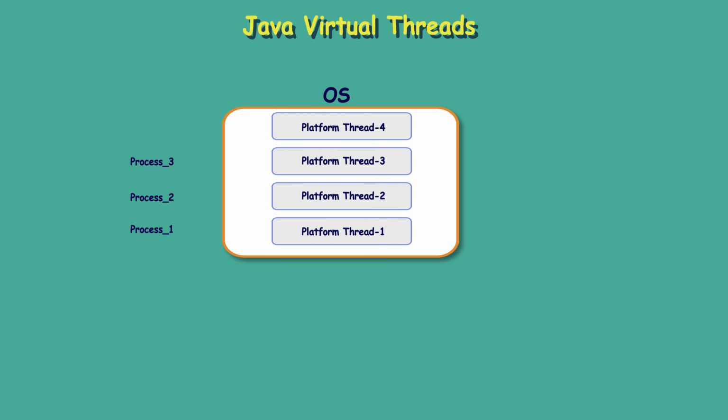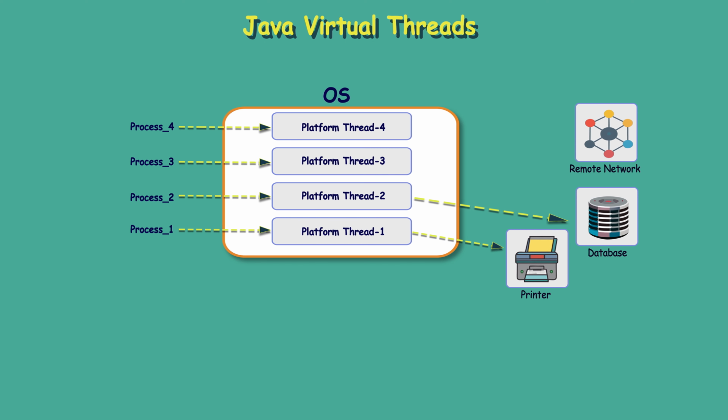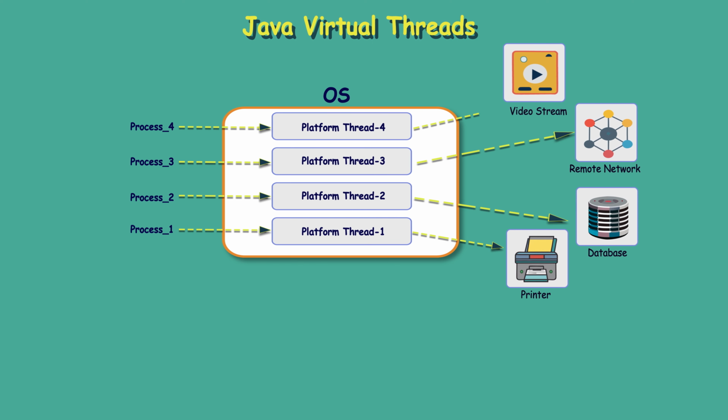Take an example. Suppose there are 4 processes, process 1, 2, 3 and 4, trying to perform different tasks: printing, accessing the database, making a remote network call, and video streaming. Suppose 4 platform threads are available, and these 4 processes occupy all of them. These platform threads have to wait for the response from the IO operations or remote network calls, and until then they are not available for other processes. So this is the drawback of platform threads in terms of performance.